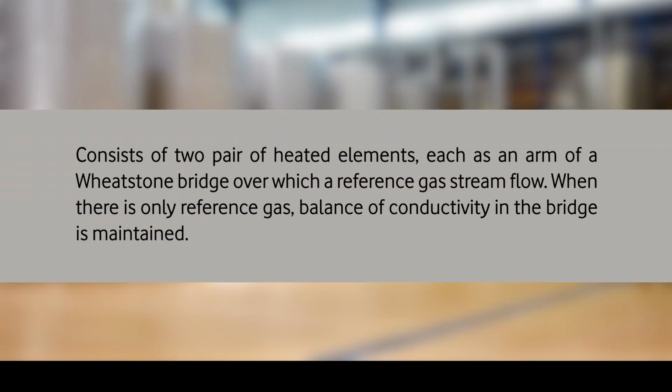What does it consist of? It consists of two pairs of heated elements, each an arm of the Wheatstone bridge. We know in a Wheatstone bridge, we have four arms. So in one stream, the mobile phase will pass. In the other stream, the mobile phase with constituents, the sample, will pass. So if the reference gas, that is the mobile phase, has no constituent, then the Wheatstone bridge is balanced.